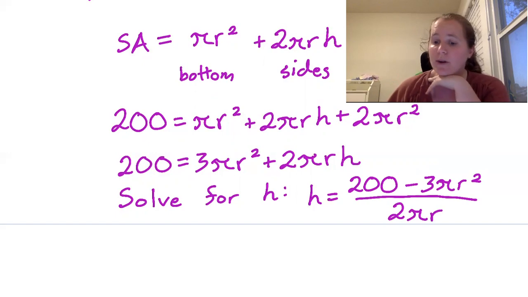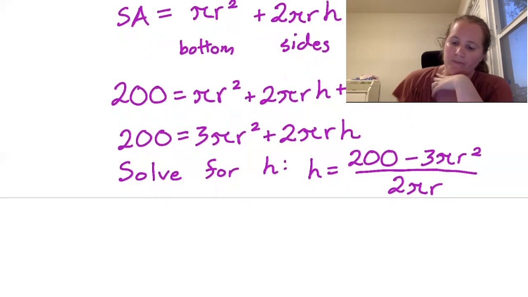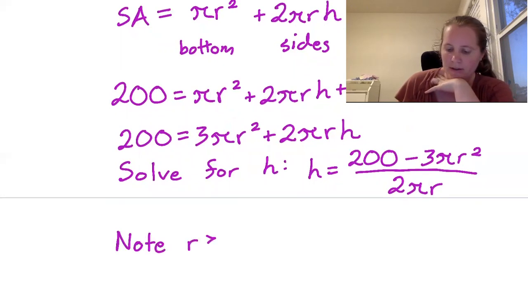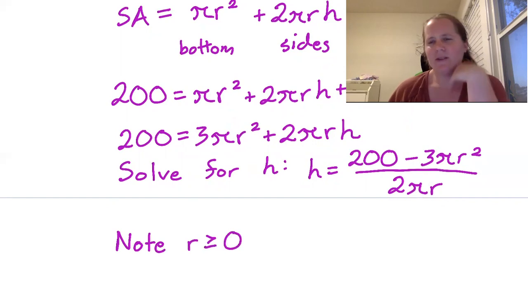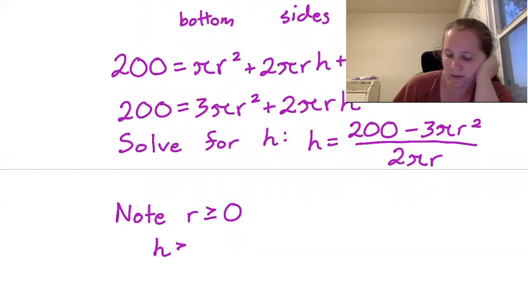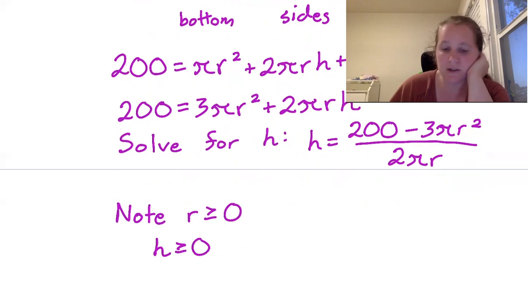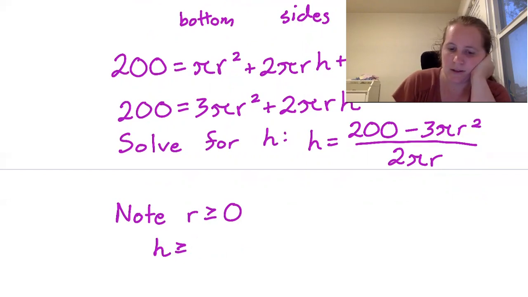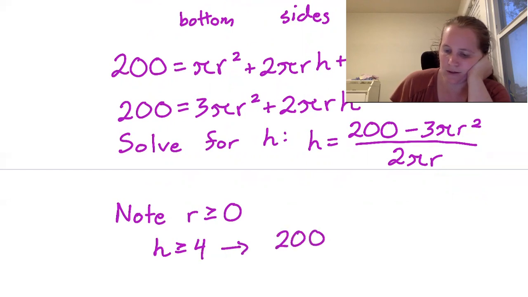We also need to know what our limits are. So note that r has to be greater than or equal to 0. Well, it doesn't really make sense to be 0, but we'll go ahead and use it. And then we need to figure out what h greater than or equal to 4 translates to. So that would be that 200 minus 3 pi r squared over 2 pi r is greater than or equal to 4.